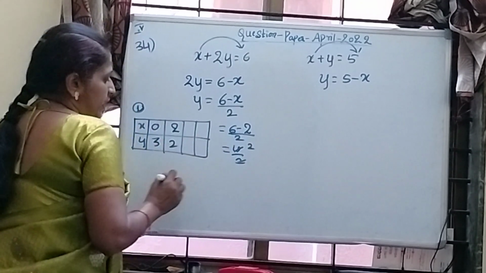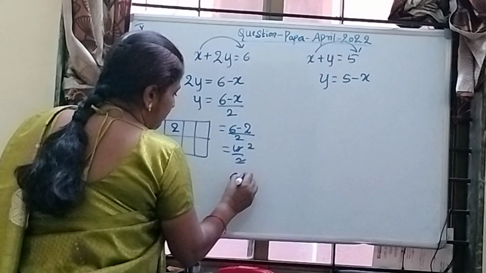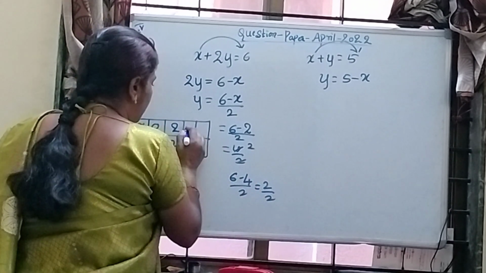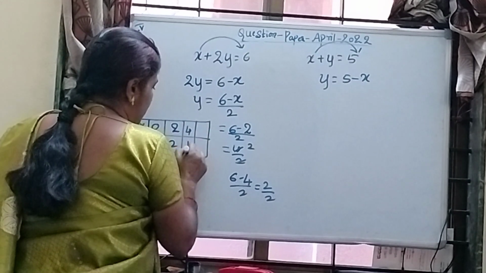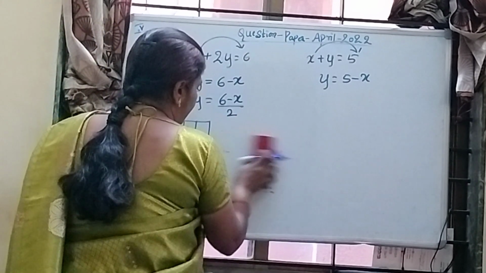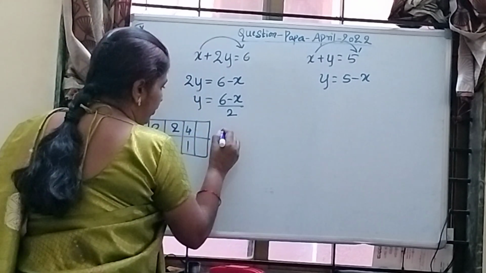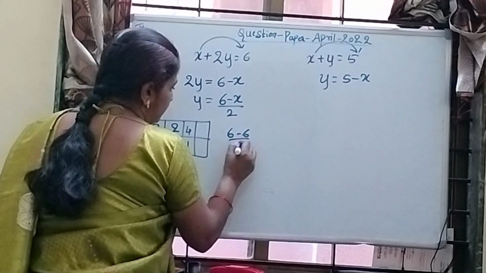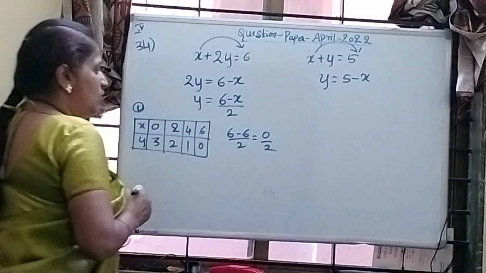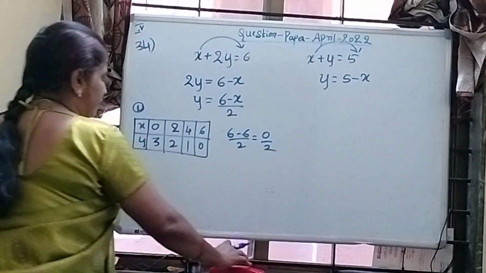Next we will take 4. (6 minus 4) by 2 is 2 by 2, so you get y equal to 1. Next you can take 6 directly. Enough, 4 points are sufficient. (6 minus 6) divided by 2 is 0 by 2, so the answer is also 0. This is for the first equation.